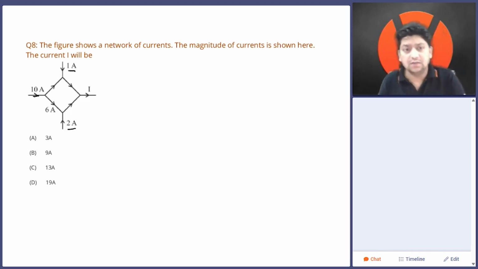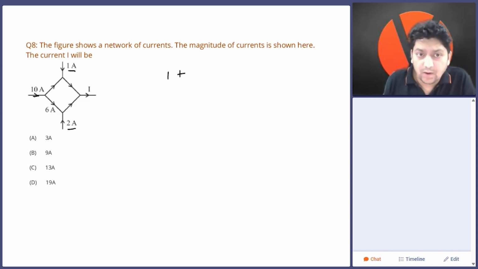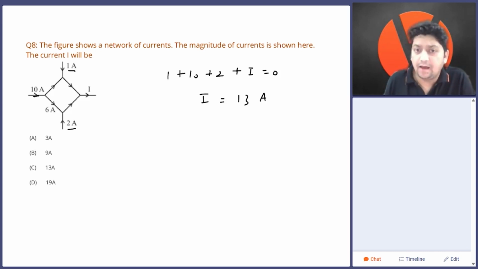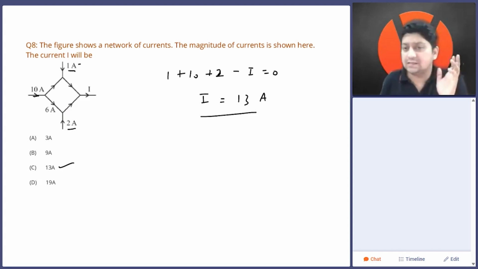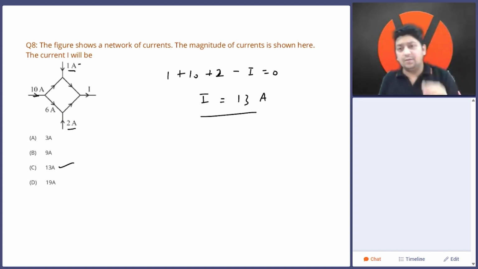It says that all the currents which are coming towards the junction or leaving from the junction, their sum will be equal to 0. So 1 ampere plus 10 ampere plus 2 ampere plus I has to be equal to 0. So the value of I will be 13 ampere. Because these currents are coming towards the junction, let's make that positive, and the current which is leaving the junction, let's make that negative. So from here we can easily get 13 ampere as the answer. It's a very easy paper, and it's a very easy question. Let's move to the next question.